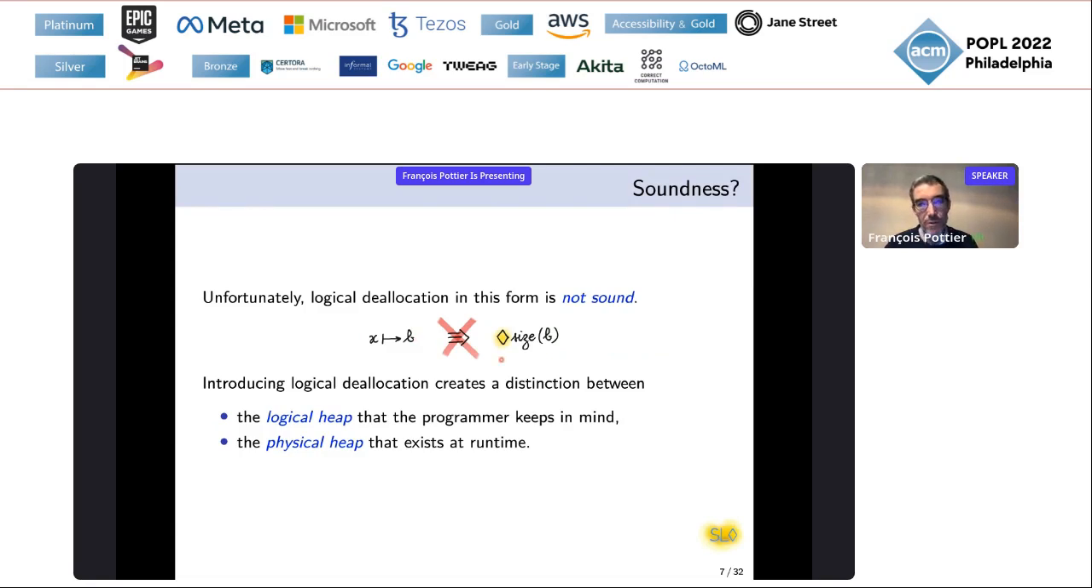this axiom in this form is not sound. The problem is that by making logical deallocation a ghost operation, we have really created a distinction between two heaps. There is the logical heap that the programmer has in mind when he verifies the program, and in this logical heap, memory is deallocated by using this ghost operation. And on the other hand, there is the physical heap that really exists at runtime, where memory is deallocated by the GC. And we need these two heaps to remain synchronized. And we have not done enough so far to ensure that this synchronization exists.